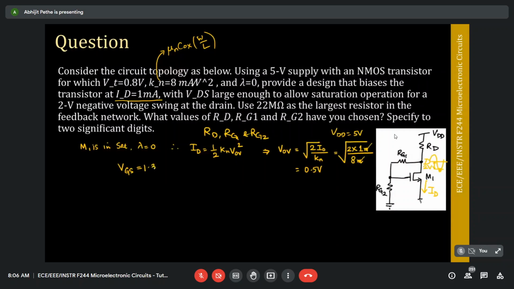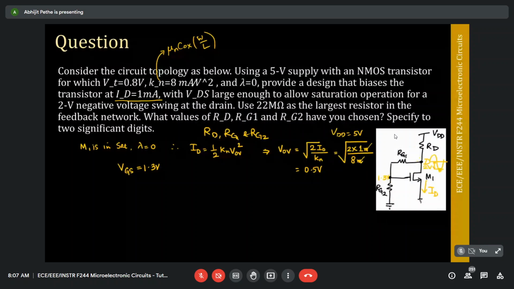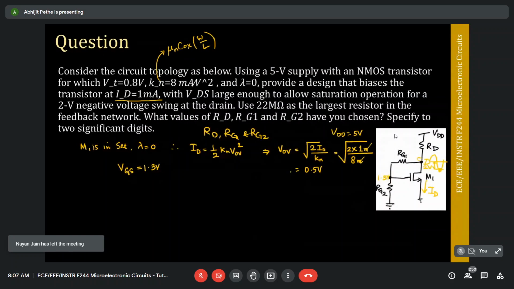1.3 volts, right? So this basically means that this node has to be at 1.3 volts. Now, if I need to find RG1 and RG2, and I know what the voltage at the drain needs to be, then I can calculate RG1, RG2. Now, if VOV is half a volt, for the transistor to remain in saturation, what is the minimum value of VD?